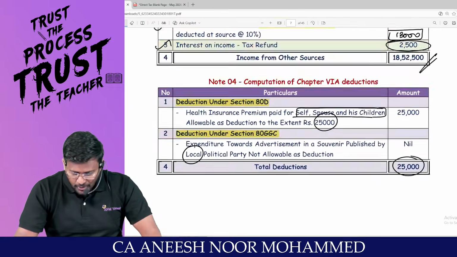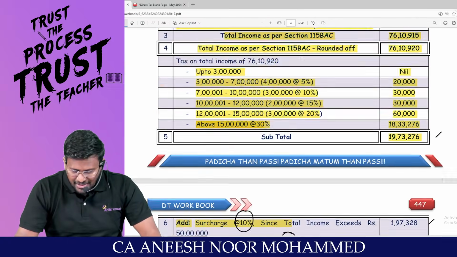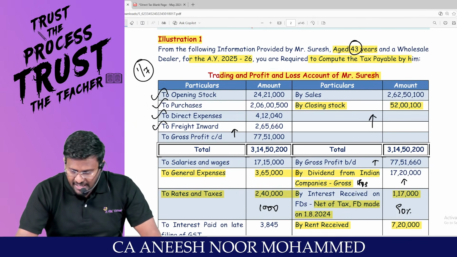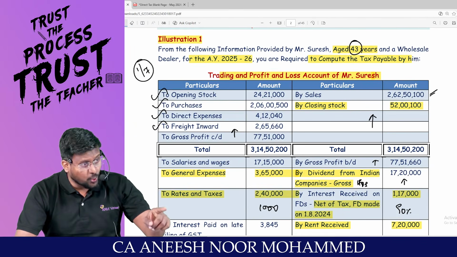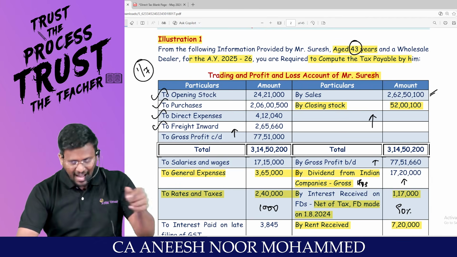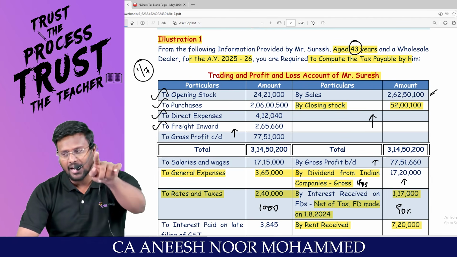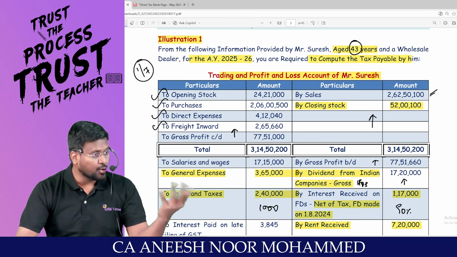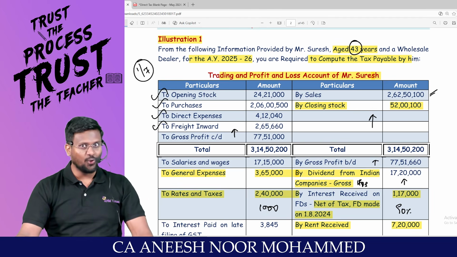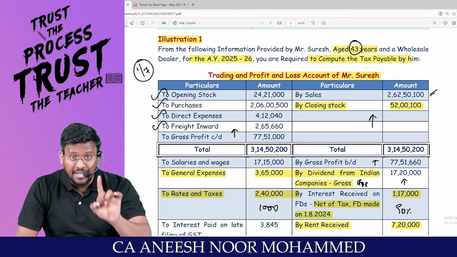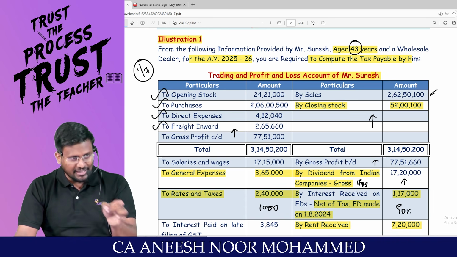Sir, in the last question, we did a P&L based question. Are you all really with me? What is the income by sales? 2 crore 62 lakh, which is more than 2 crore. Have they mentioned that the cash payments are within 5%? Then how will you apply a higher limit of 3 crores? Are you all really with me? That means if it is a P&L account question, check the turnover limit.